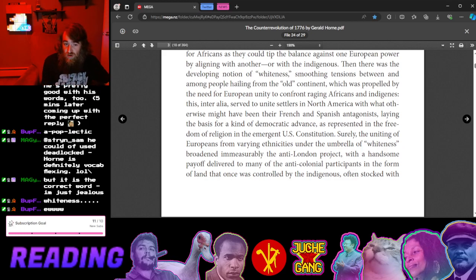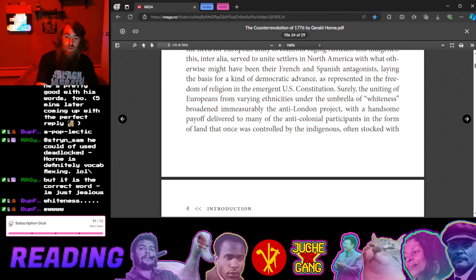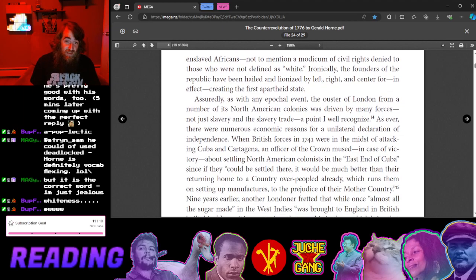Surely, the uniting of Europeans from varying ethnicities under the umbrella of whiteness broadened immeasurably the anti-London project, with a handsome payoff delivered to many of the anti-colonial participants in the form of land that was once controlled by the indigenous, often stocked with enslaved Africans. Not to mention a modicum of civil rights denied to those who were not defined as white. Ironically, the founders of the Republic have been hailed and lionized by left, right, and center for, in effect, creating the first apartheid state.